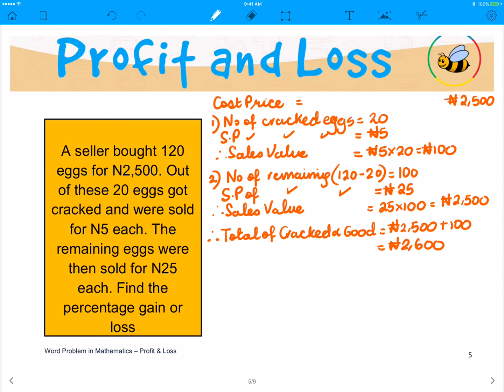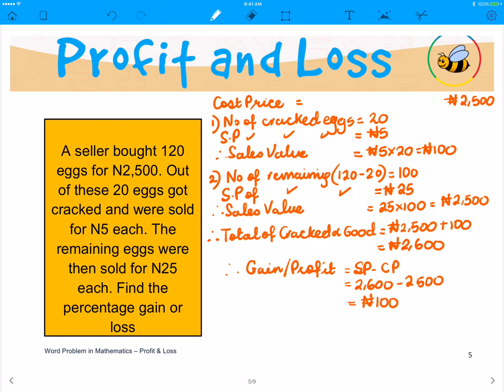Now remember, at the beginning I said our goal is to calculate what this total sales value is and then compare it to the initial cost price. Now if you compare 2,600 naira to the initial cost price of 2,500 naira, you would agree with me that a profit or a gain has been made, and that gain is calculated as selling price minus cost price, which is equal to 2,600 minus 2,500, and that will give you 100 naira.